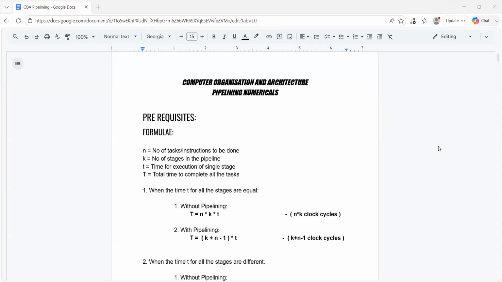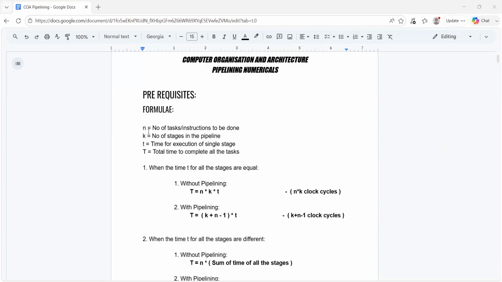Okay, we'll start with the numericals. Before getting in, we had a theory session now about pipelining. The main aim of pipelining is that we have a lot of instructions to execute, and in what way we can minimize the time for their execution is the main aim of pipelining. Before getting into the numericals, let's revise the formulas.